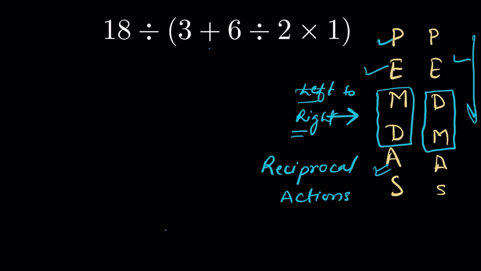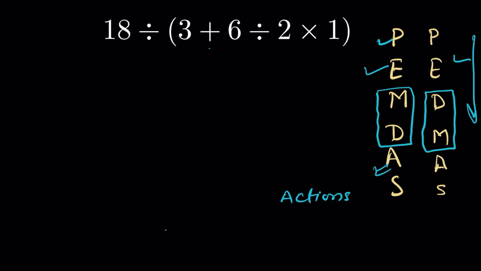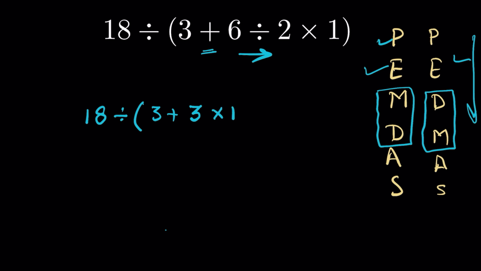So first, what will we have to do? First we will solve multiplication and division and see which operation is coming first from left to right, leaving this addition because it will be done after division or multiplication. So from left to right we have division first. So it will be 18 ÷ (3 + 6 ÷ 2 is 3. So write 3, then × 1.